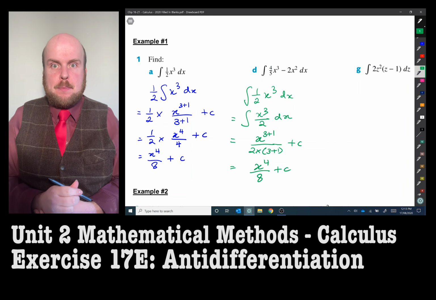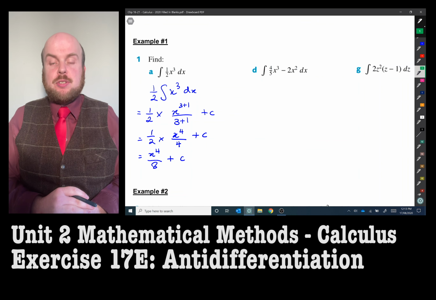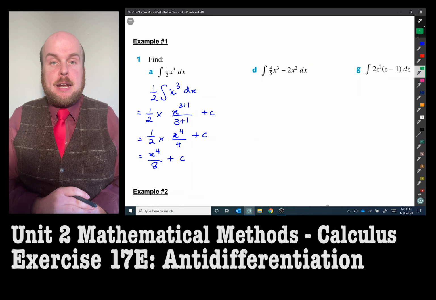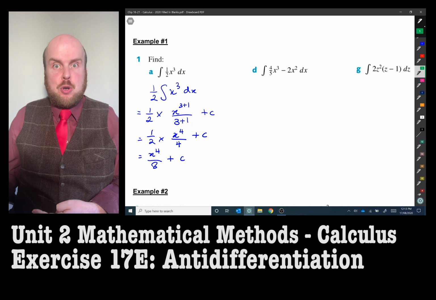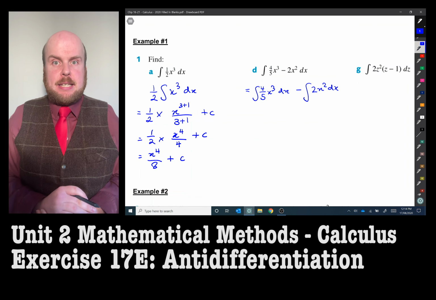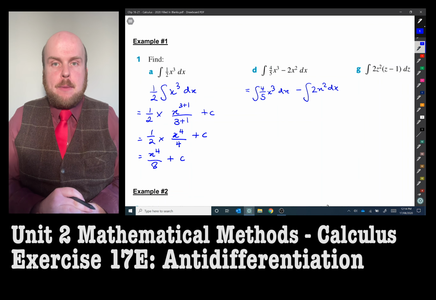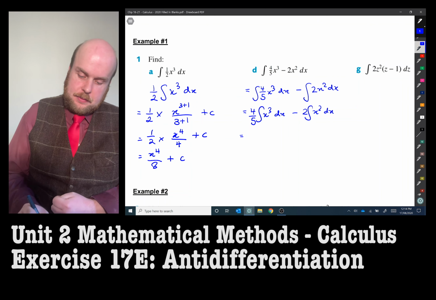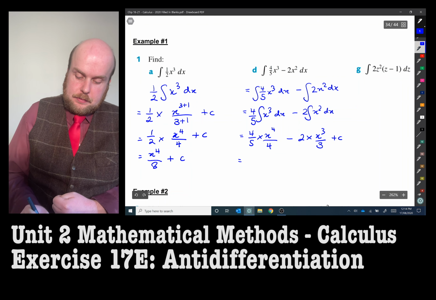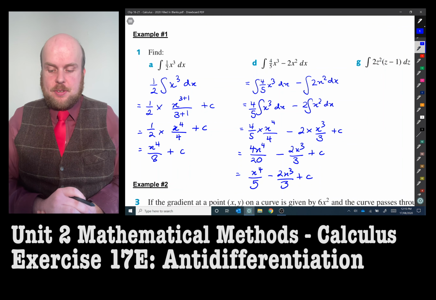Let's have a look at the next examples. D, the antiderivative of 4/5 x cubed minus 2x squared dx. I'm going to split that up into two antiderivatives and antiderive accordingly. I've always made sure to keep my dx's in there because that's grammatically correct. Just like in the previous example, I'm going to take those factors out. Once I've done that, I can do the antiderivative. We do not need to combine the fractions.